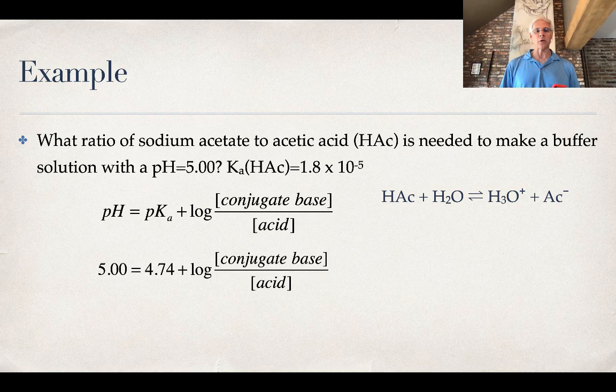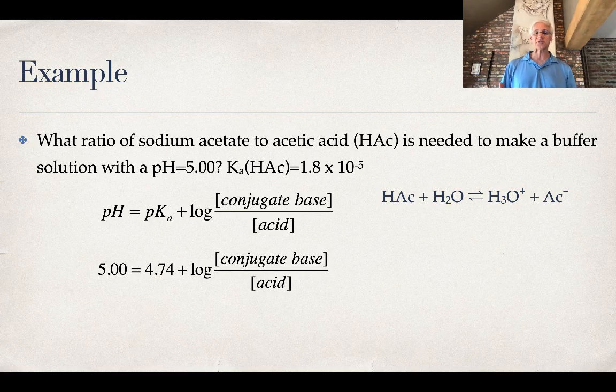And so what do we know? Well, we know the pH. We want the pH to be 5. We can calculate the pKa from the Ka. If you take the negative log of 1.8 times 10 to the minus 5, you'll get 4.74. Plus the log of conjugate base over acid.